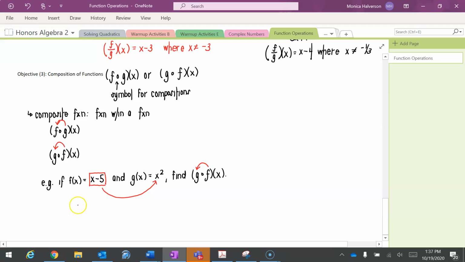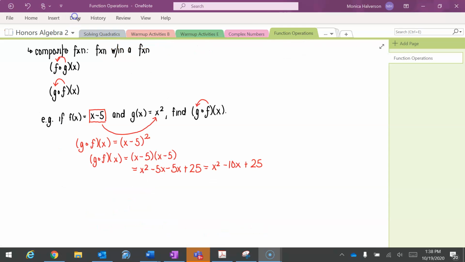So g composed of f of x is equal to x minus 5 squared. So g composed of f of x is going to equal x minus 5 times x minus 5, which leads us to x squared minus 5x minus 5x plus 25, which when we combine like terms is x squared minus 10x plus 25.